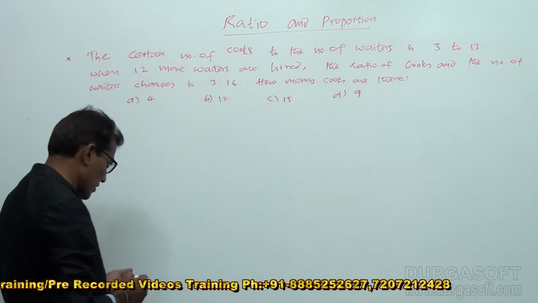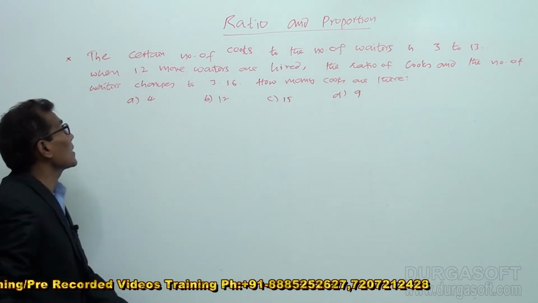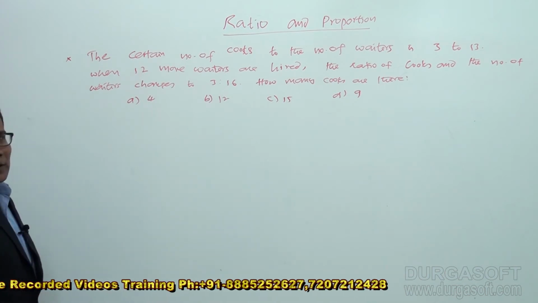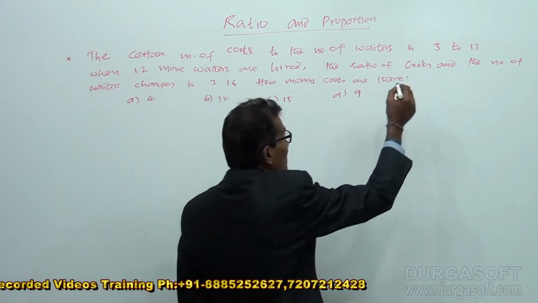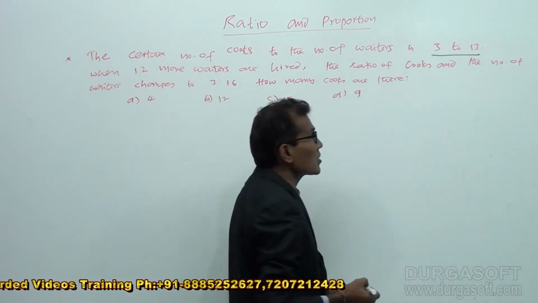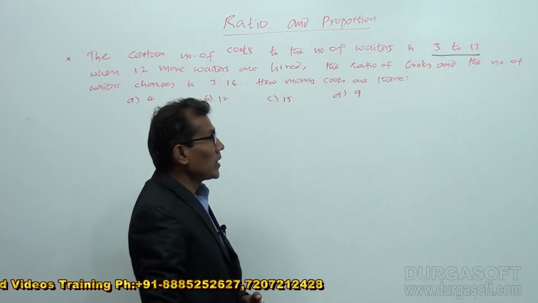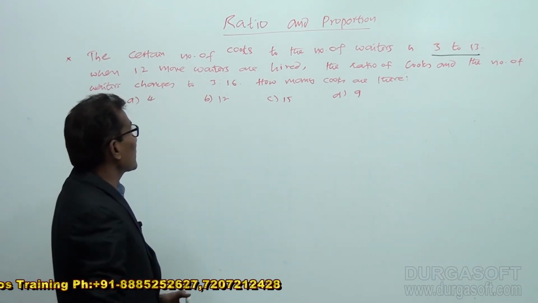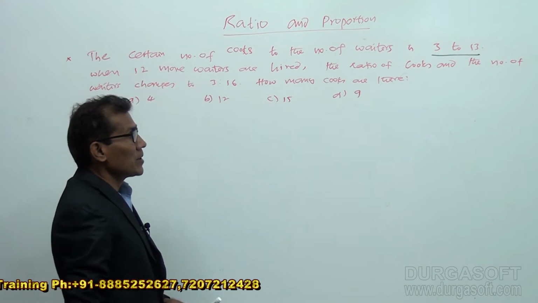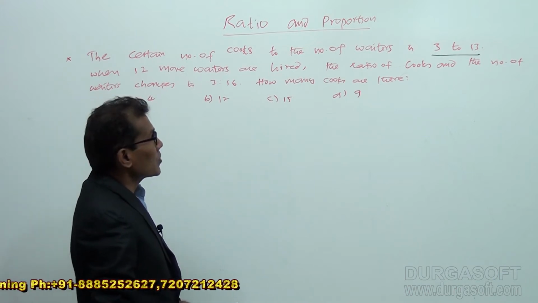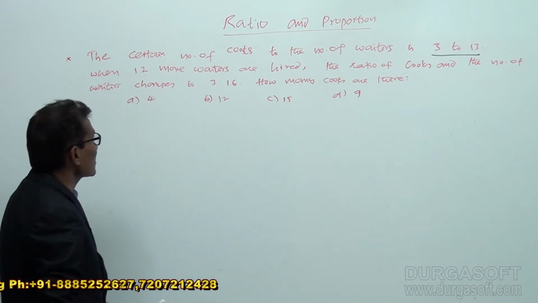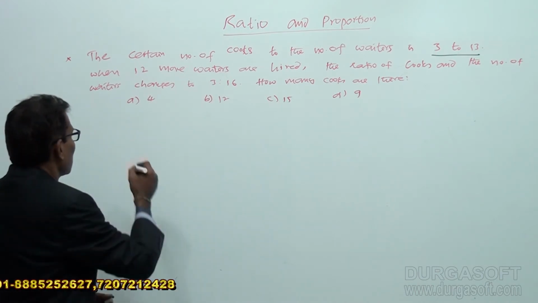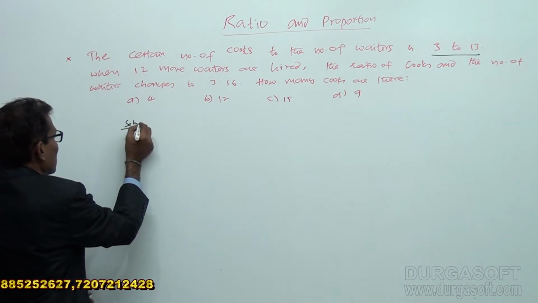So this is our question. The certain number of cooks and number of waiters, 3 to 13. 3 to 13 in the sense it is 3:13. And when 12 more waiters are hired, means added, then the ratio of cooks and the number of waiters changes to 3:16. How many cooks are there is the question. So how to work out this question?